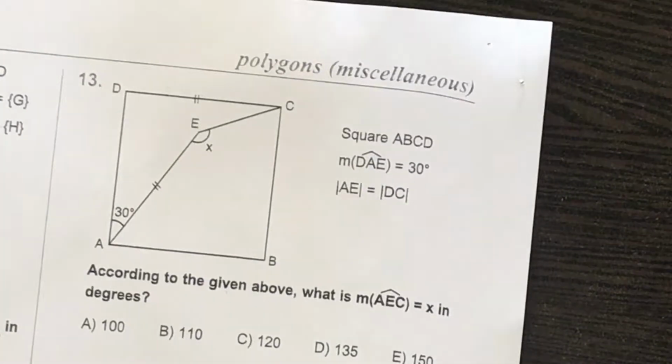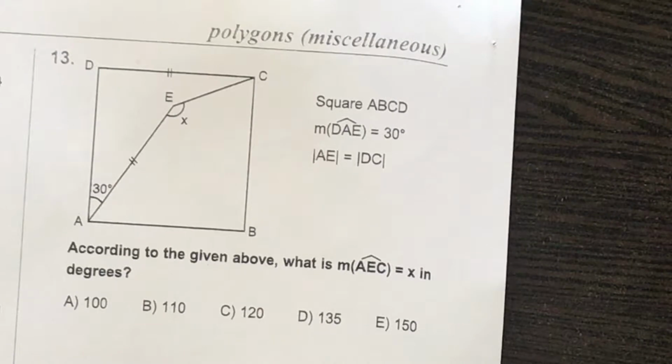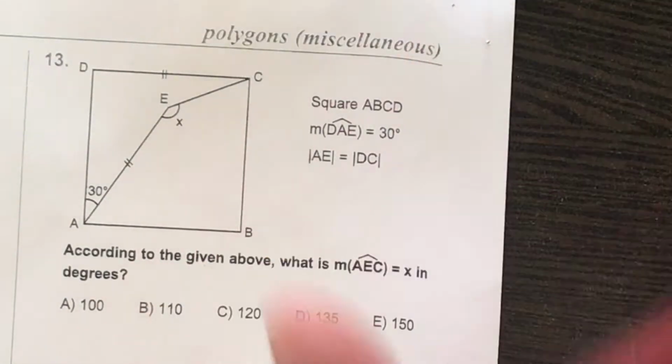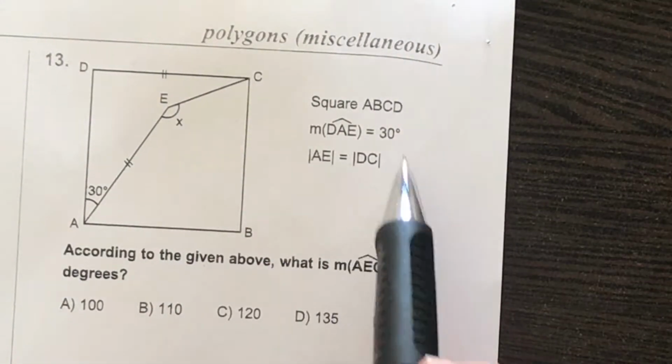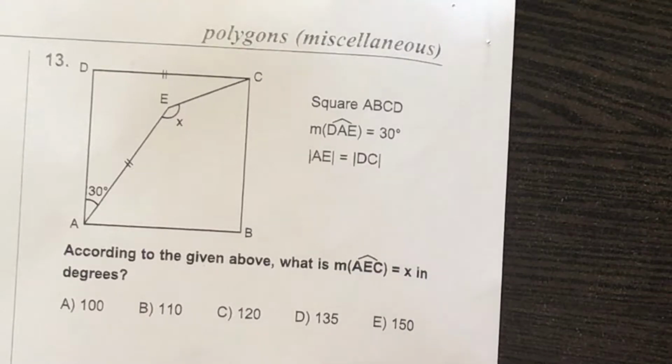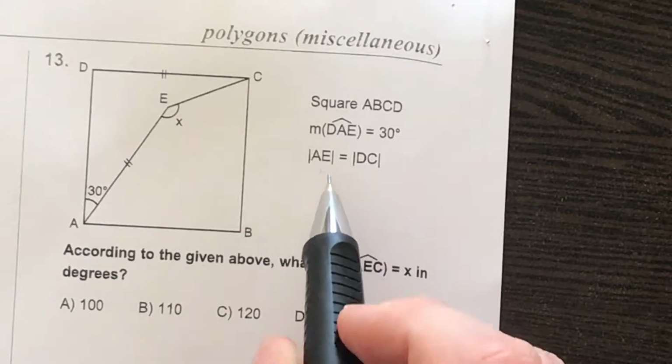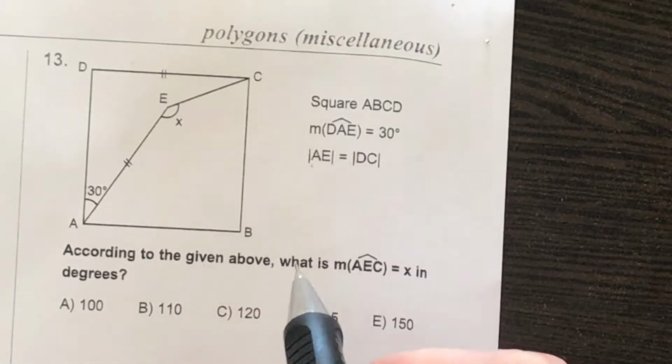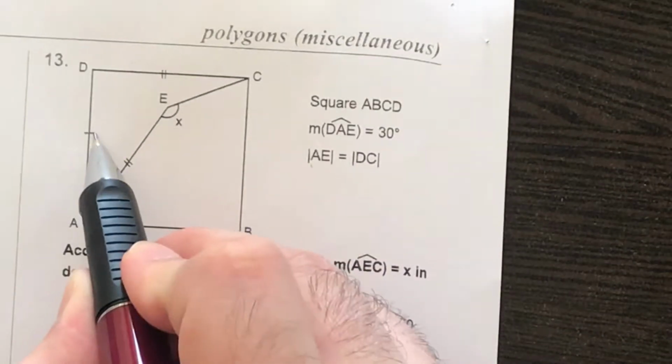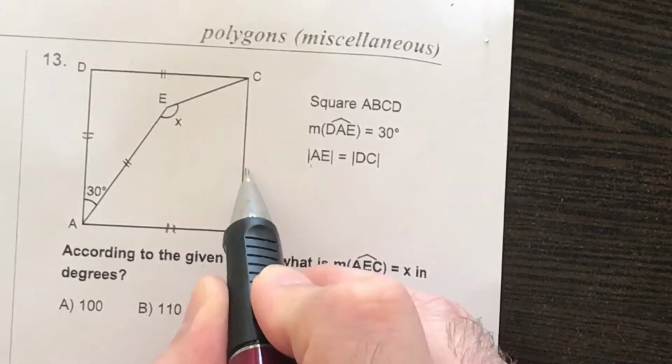Okay, in the following question, let's get it. In this one, again we have a square, and it says AE is equal to DC. So AE is equal to DC. Therefore, these are all equal.